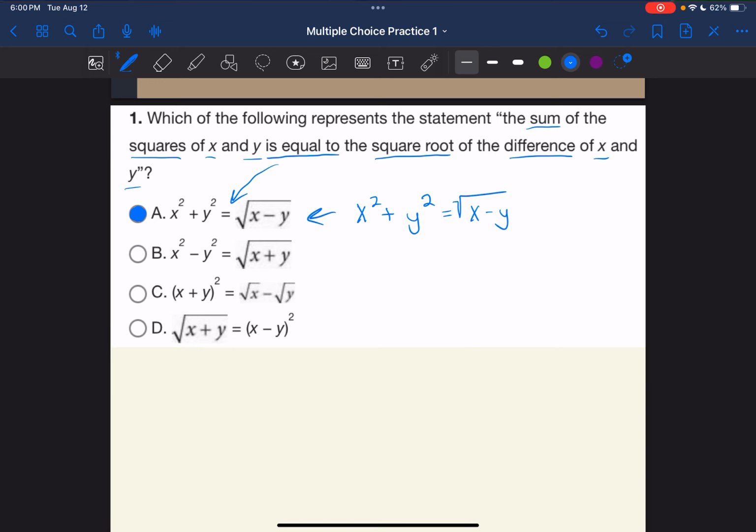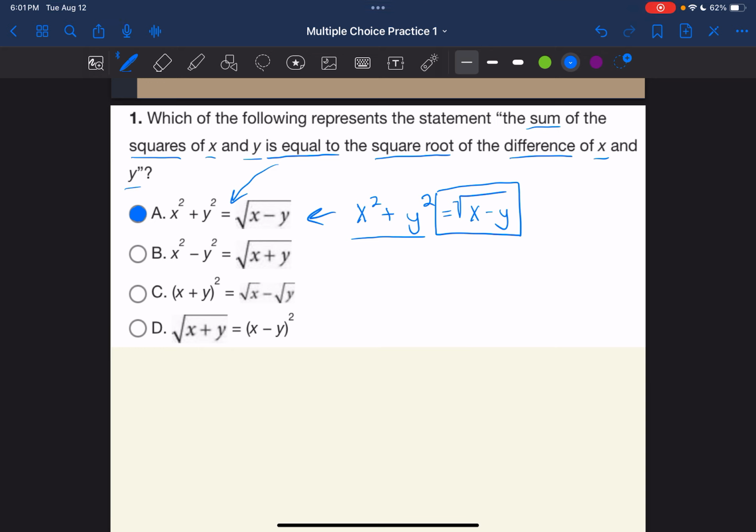Well, this is a very wordy problem, and I'm sure there is a specific time that you want to spend on average on each math question on the SAT. So what you could have done on this problem particularly to make it go by even faster, without even solving for the right-hand side, is this: after you've read the sum of the squares of x and y, you already know this x squared plus y squared piece.